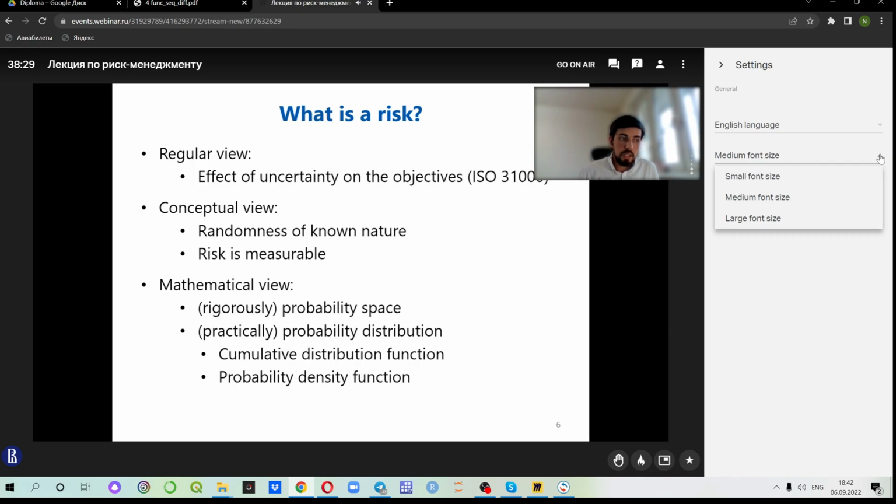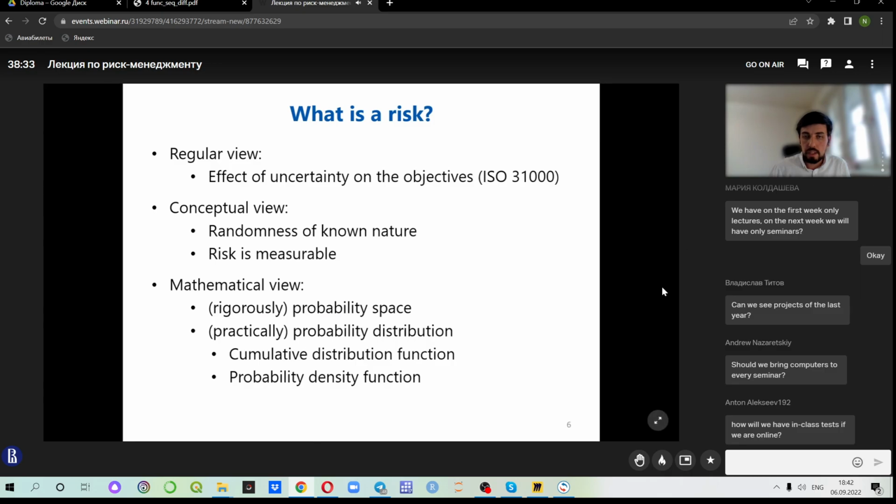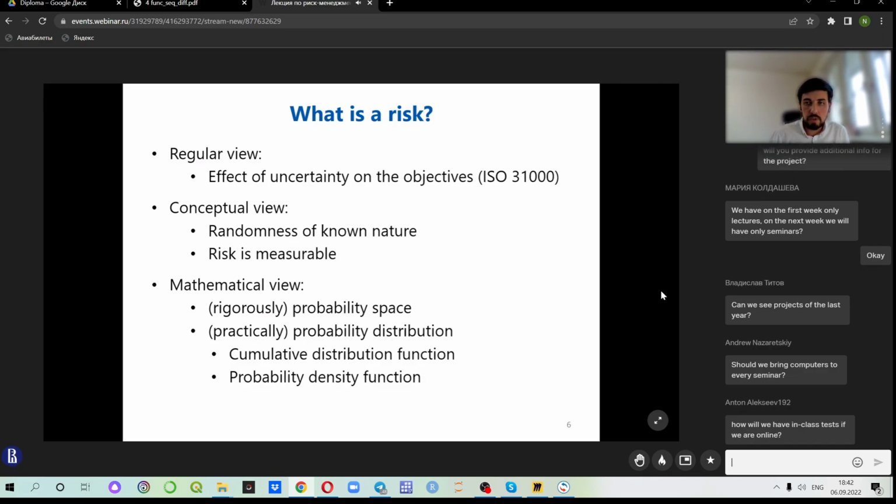So we can actually formalize the risk. Speaking rigorously, we represent risk as a probability space. I think you may have heard this definition from probability theory, but a more practical view of the object that we're going to deal with is just a probability distribution. And we're going to look at the distribution in two ways that you're used to from your classes: the cumulative distribution function and the probability density function.